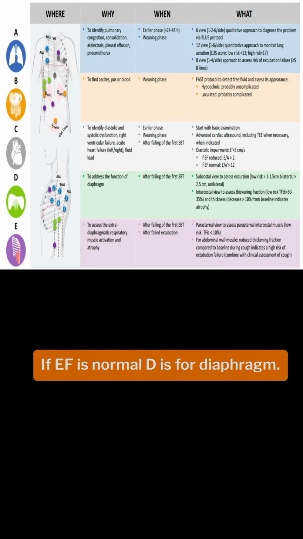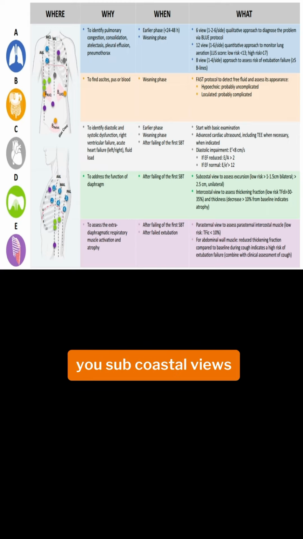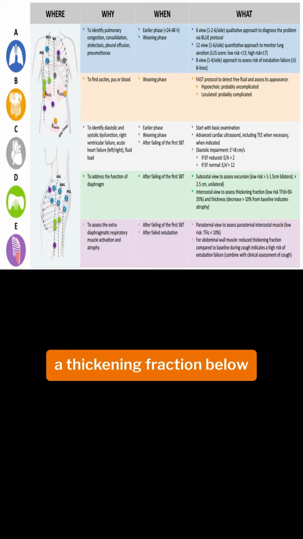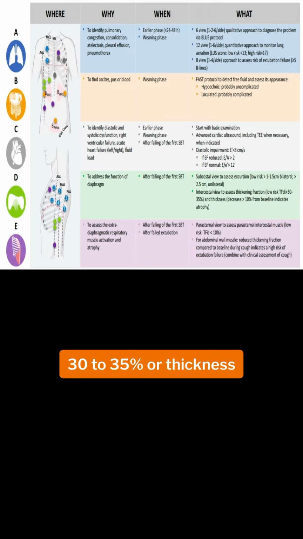D is for diaphragm. Why? Diaphragm dysfunction is common in ventilated patients. When? After failing the first SBT. Use subcostal views to check excursion. Less than 1 to 1.5 cm bilaterally suggests dysfunction. Also measure diaphragm thickening via intercostal view. A thickening fraction below 30 to 35% or thickness loss over 10% from baseline indicates risk of failure.